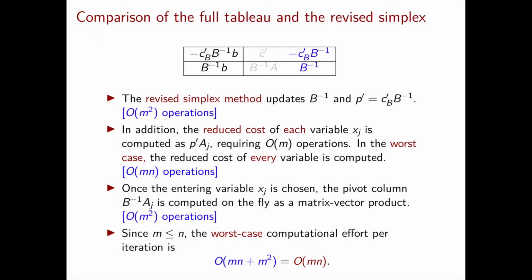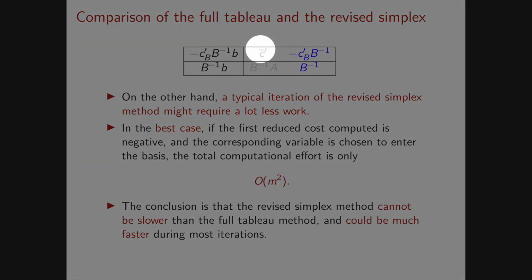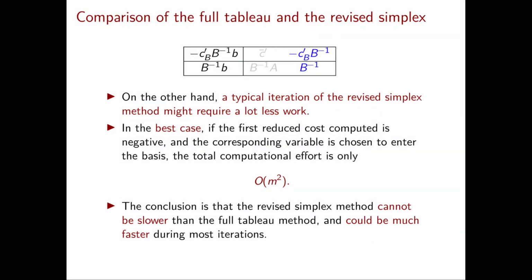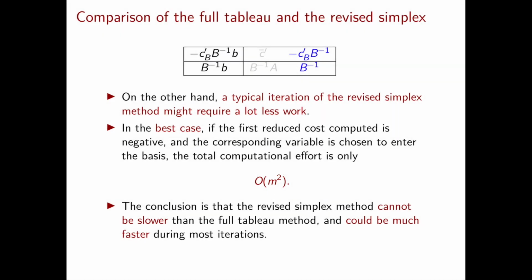So far, nothing new. However, things start to look very different if we don't look at the worst case, but we look instead at the best case. In fact, if we are lucky in the revised simplex method, already the first reduced cost that we compute is negative. In this case, we only computed one reduced cost, which only required big O of m operations, instead of the big O of mn that we needed in the worst case to compute all of the reduced costs. So in the best case, the total number of operations per iteration is big O of m square, instead of big O of mn.